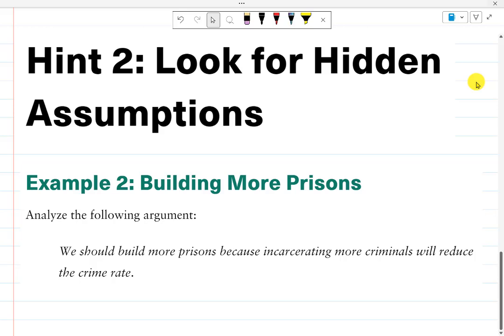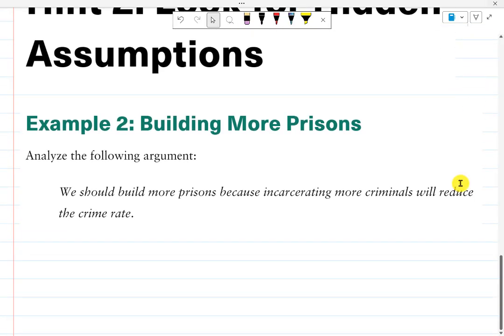The next hint your book gives is to look for hidden assumptions. So consider this situation here. The statement is, we should build more prisons because incarcerating more criminals will reduce the crime rate. Now, what is hidden as an assumption here? Here, the assumption is by incarcerating more criminals, the crime rate will go down. Is that true? So that's the first question you want to ask. Is it true?